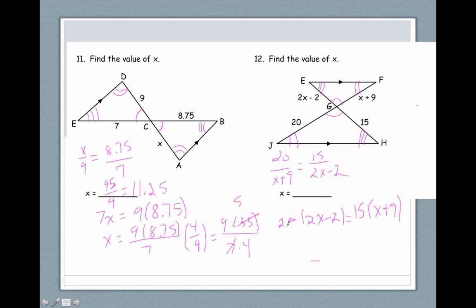I'm going to divide through by 5, so make that 4, make that 3, and then distribute. 8x minus 8 equals 3x plus 27. Adding 8 over here, I'll have 35. Subtracting 3x over here, I'll have 5x. X is 7.